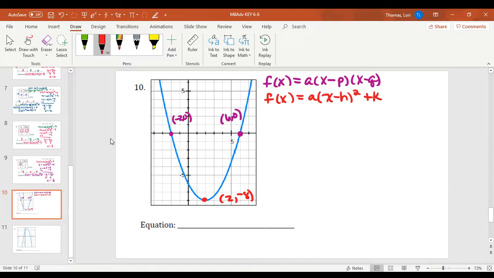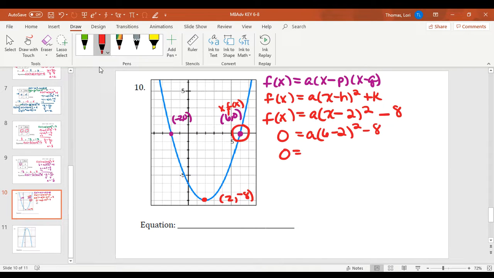So for this one, we're going to use vertex form, and then on the next one, we will use factor form. Let's plug in what we know. So we have x minus my h value, plus my k value. Now let's pick another point. So we can just pick this point right here to plug in for x and f of x. So f of x is going to be 0. X is going to be 6.